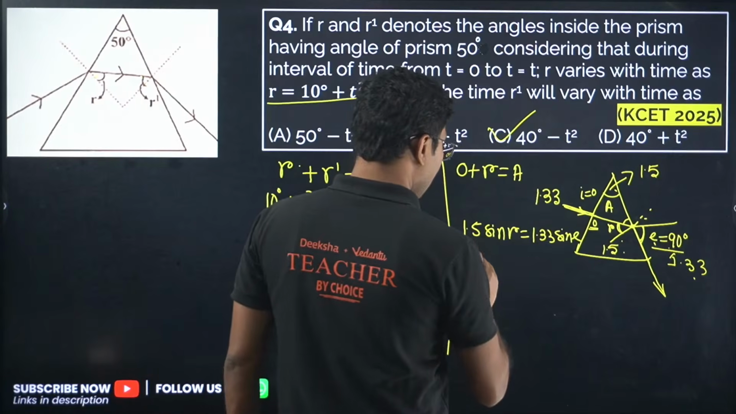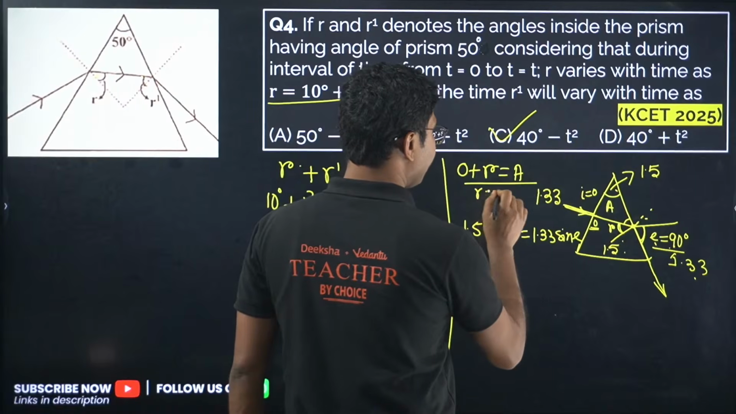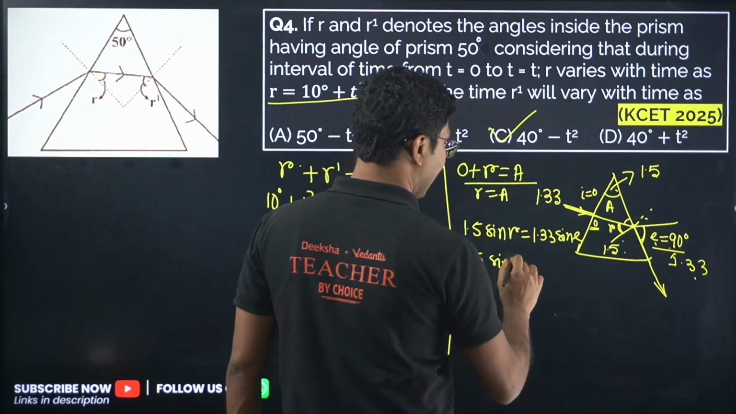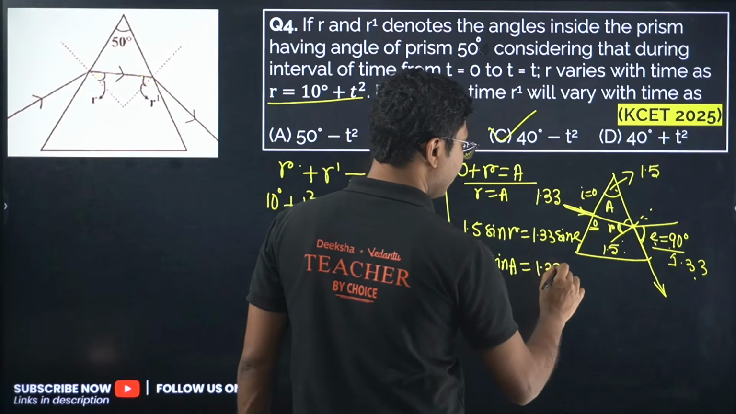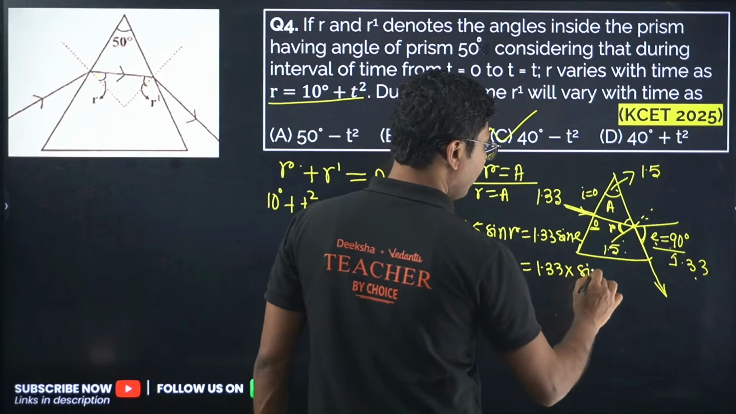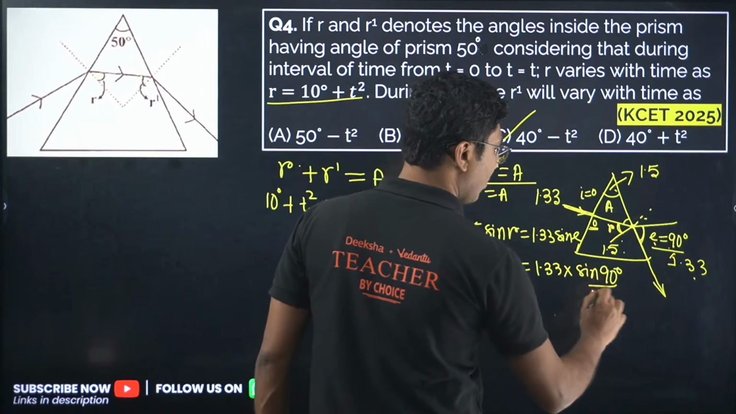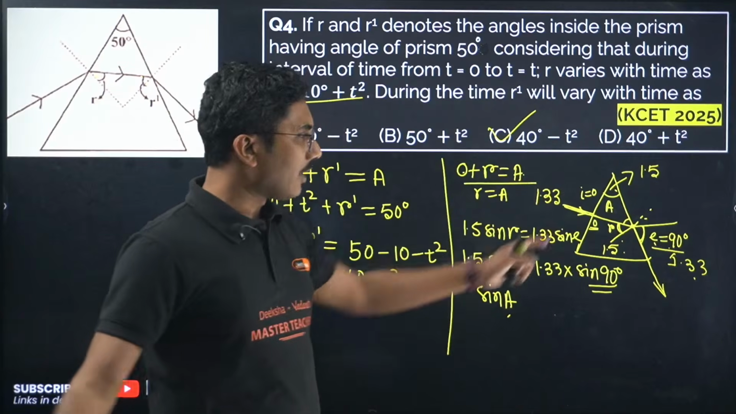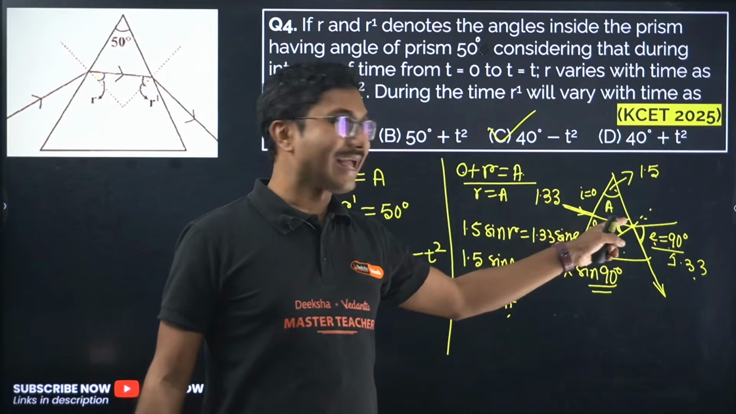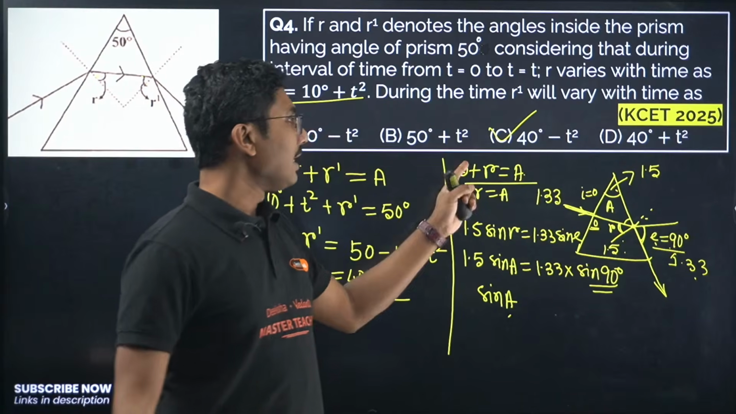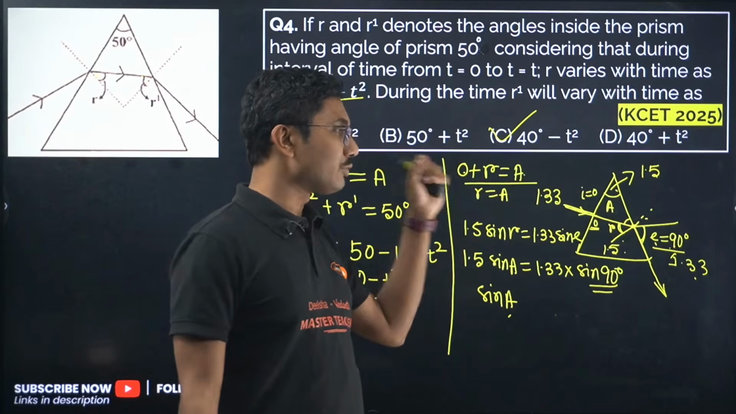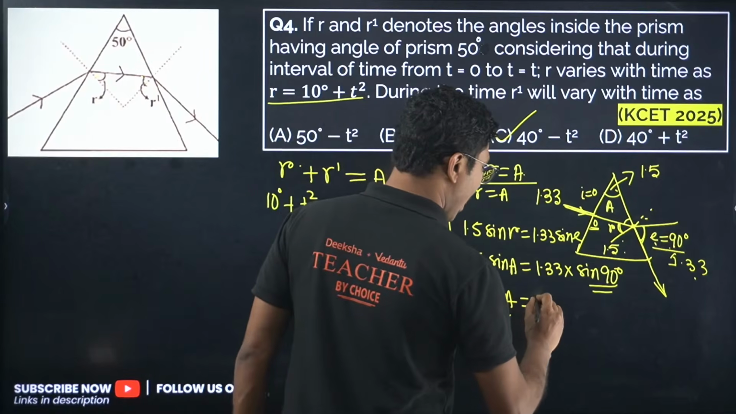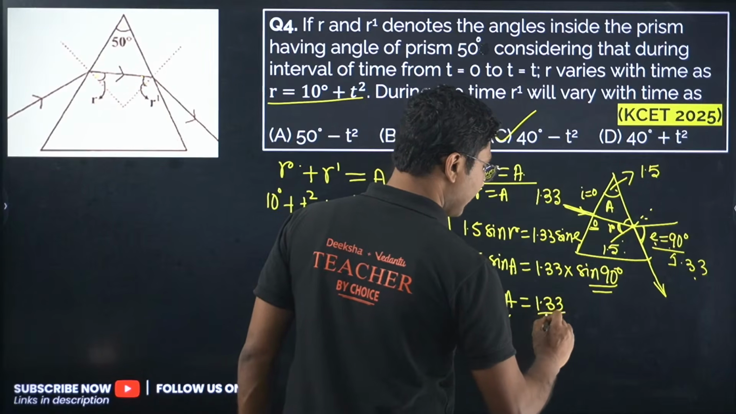So from here we say R equals A, right? So 1.5 sin A equals 1.33 times sin 90 degrees. Sin 90 is 1. Why sin A? Because from the angle of prism concept, if you add the internal angles, you get exactly the angle of the prism. So these are all theory. So sin A equals 1.33 divided by 1.5.